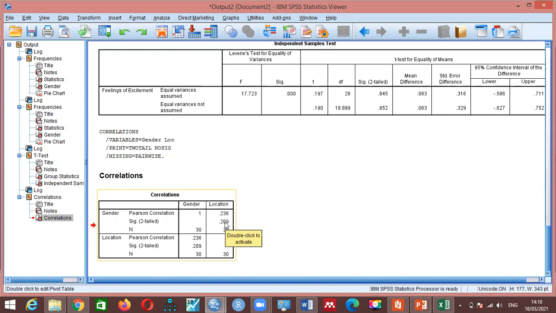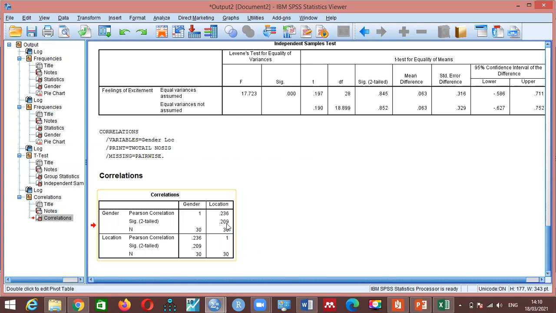So when your significance level is bigger than your error margin, I'll say that again, when your significance level, which is 0.209 here, is bigger than your error margin, you are going to accept the null hypothesis. We are accepting the null, or the negative hypothesis. What's the negative hypothesis? That there's no significant relationship between gender and location. The alternative hypothesis says there is a significant relationship between gender and location. So here it is bigger than 0.05, which means we are accepting the null hypothesis.